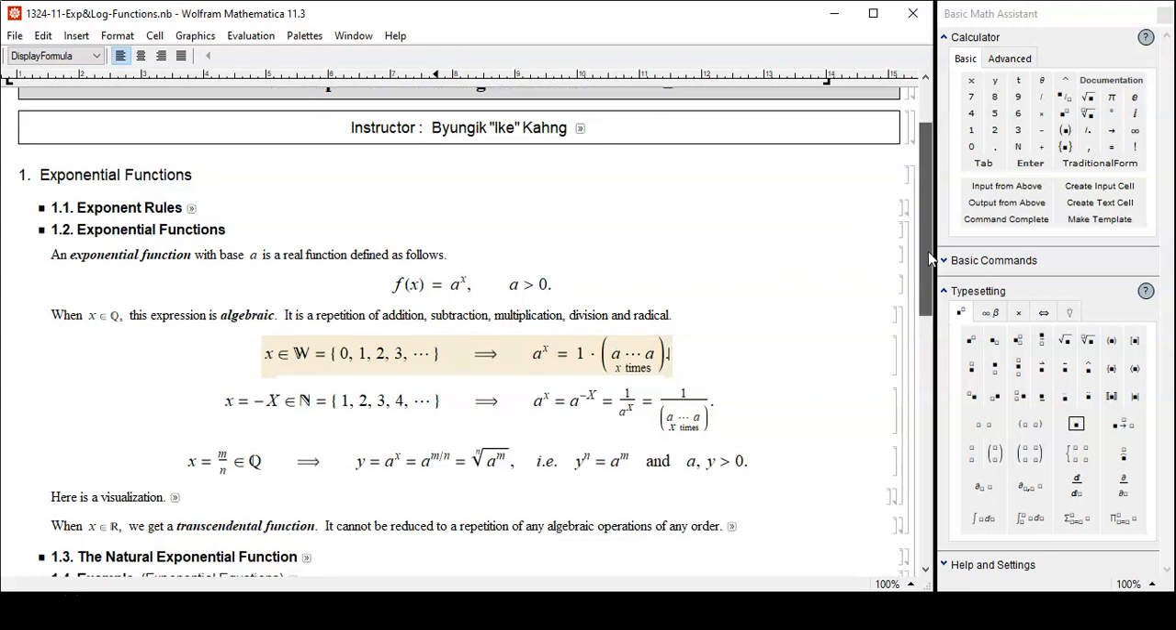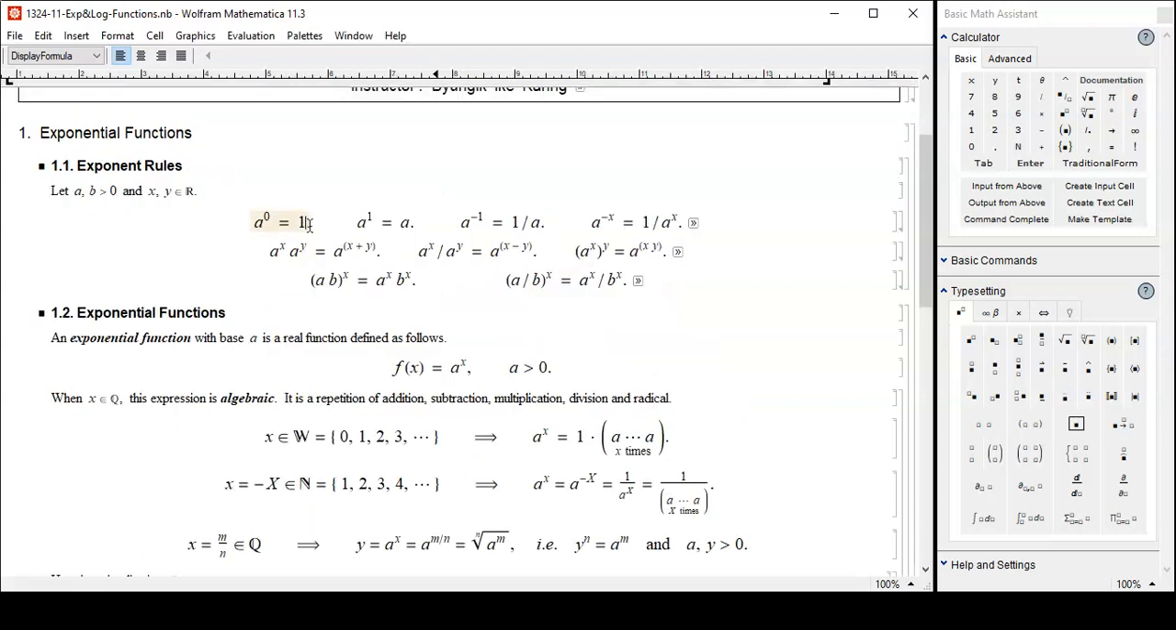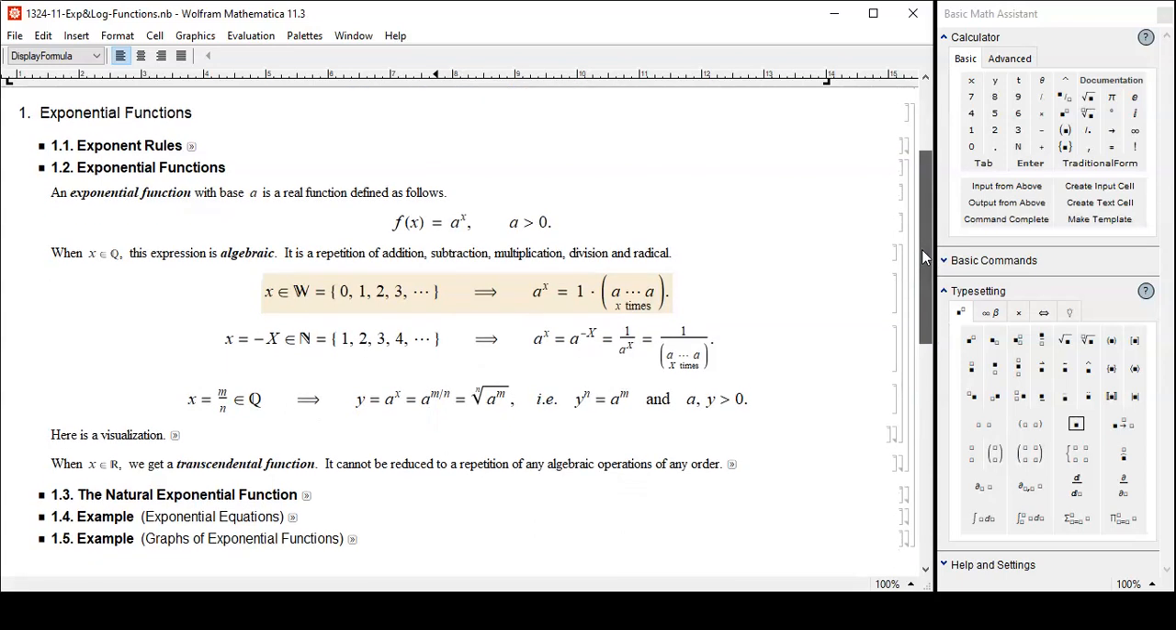Okay, here's the easiest case. When x is a whole number, 0, 1, 2, 3, and so on, that's just repeated multiplication, x times. When x is 0, no multiplication, so we end up with a to the 0 power is 1. Now when x is 1, then multiply just once, so you get just a. In general, we have repeated multiplication x times.